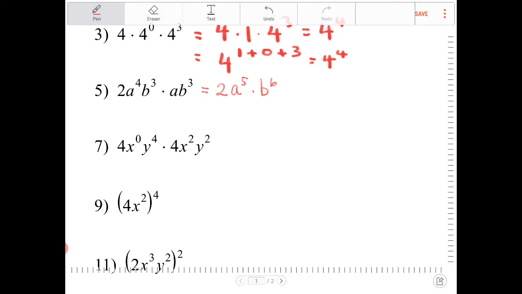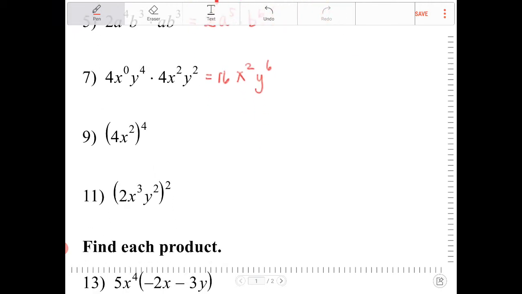All right, so the next one, I now notice that I have 2 coefficients here that I combine together. This makes 16. And then I have x to the 0 times x to the second. Well, that's just x to the second then, because x to the 0 plus 2 is x to the second. And then I have y to the 4th times y to the second, and that gives me y to the 6th. Okay, and then moving on.